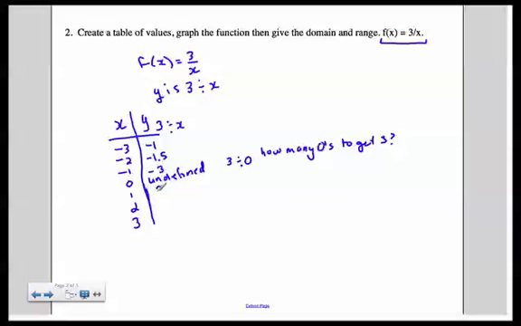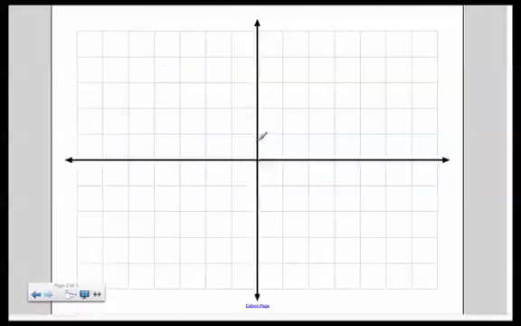3 divided by 1 is 3. 3 divided by 2 is 1.5. And 3 divided by 3 is 1. So the table of values is done. Now we're going to draw the graph. I'm lucky because I actually have a graph here. You would set up your y-axis, set up your x-axis, and label your scales.